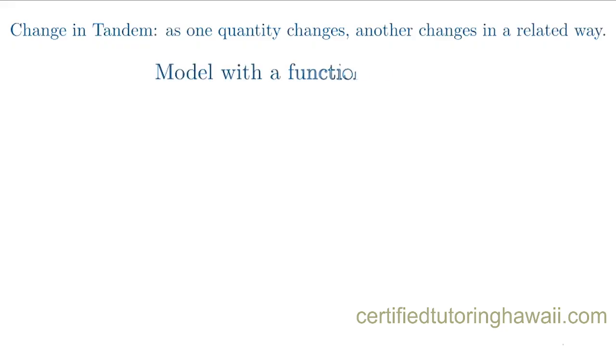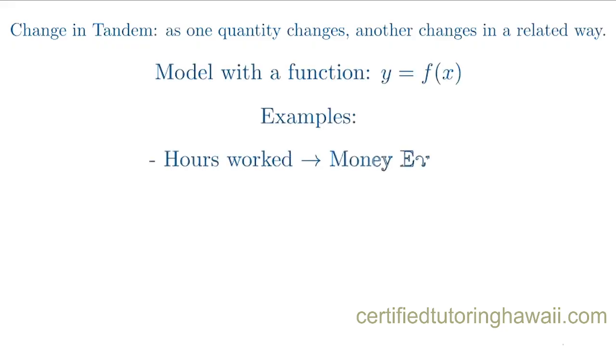Let's look at some simple examples. The number of hours you work determines your paycheck. Here, hours worked is the input, and money earned is the output. Another example is time and distance. As time passes, the distance a moving object travels changes.